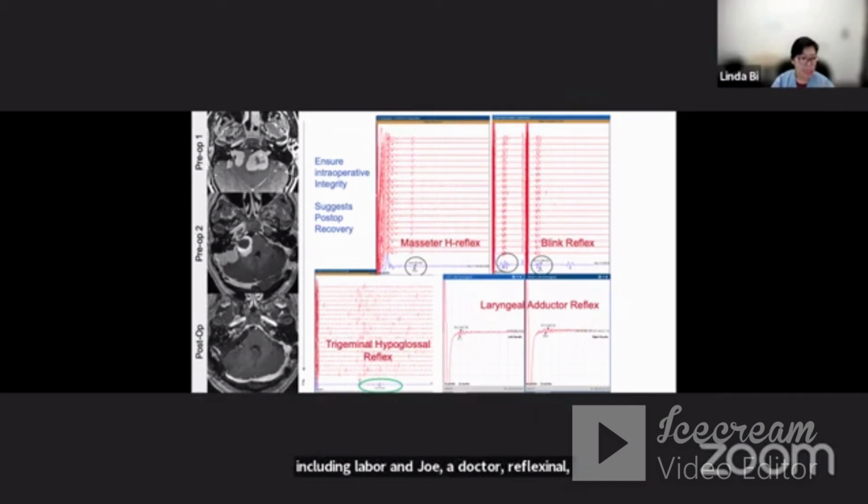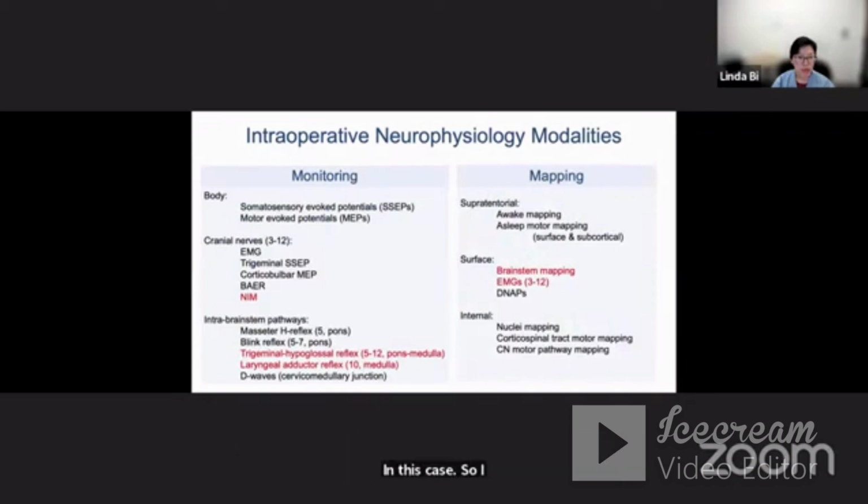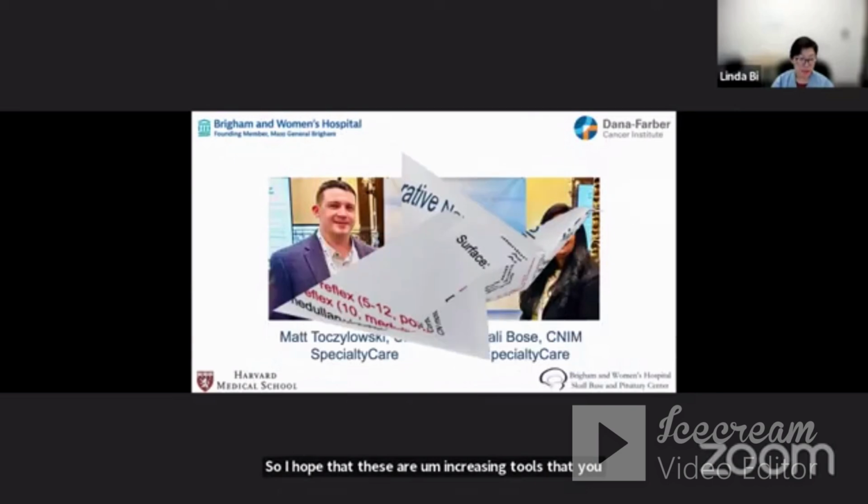And starting within a day or two post-op, she had improved swallow and voice compared to immediately pre-op. So in my mind, the ability to monitor nerves that traverse the jugular foramen and the lower cranial nerves is important, not only for pathologies in this region, but also for adjacent pathologies, both in the skull base as well as in the brainstem itself. So I hope that these are increasingly tools that you might apply in your daily practice and experiment with to see how they might perform for you.